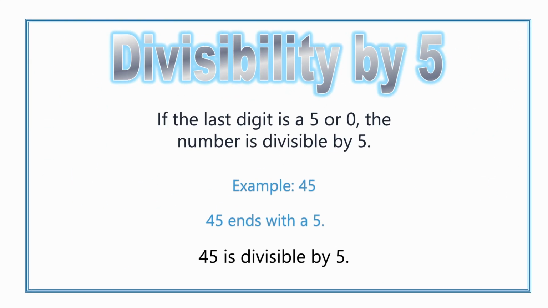Divisibility by 5. If the last digit is a 5 or a 0, the number is divisible by 5. Example, 45. 45 ends with a 5, so we know 45 is divisible by 5.